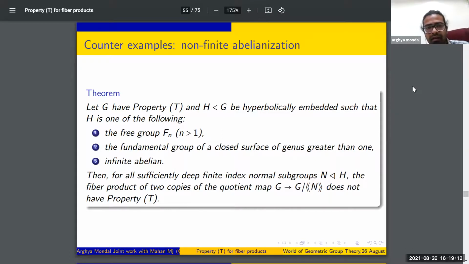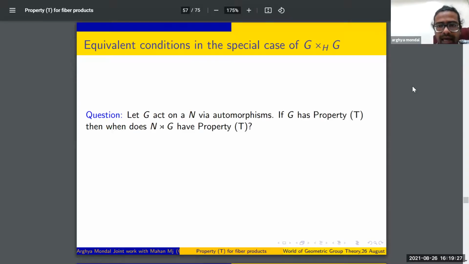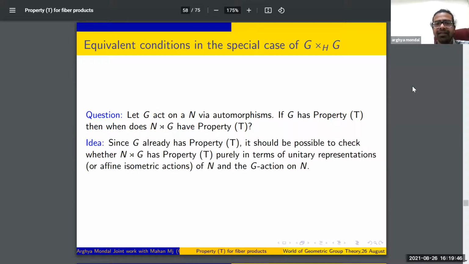Okay. Now I will come to some equivalent conditions in the special case of the fiber product of two copies of the same group. So as I said, it is the semi-direct product of G and N. And then we can ask a slightly more general question: suppose you are abstractly given a group G and it acts on a group N by automorphisms, and G has property T. Then the question is, when does the semi-direct product have property T? The idea is that since G already has property T, it should be possible to check whether the semi-direct product has property T purely in terms of unitary representations of N and the G action on N.